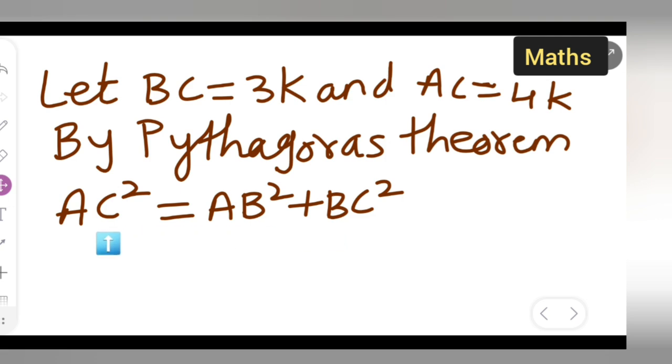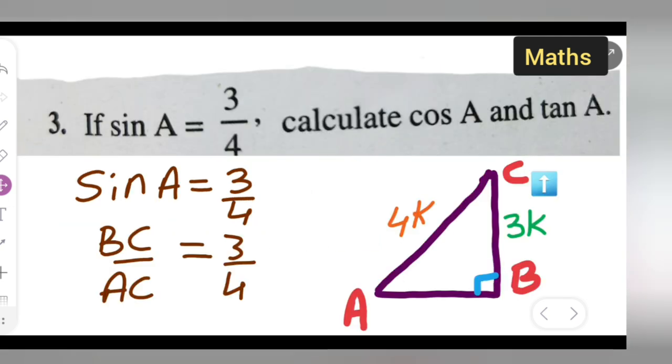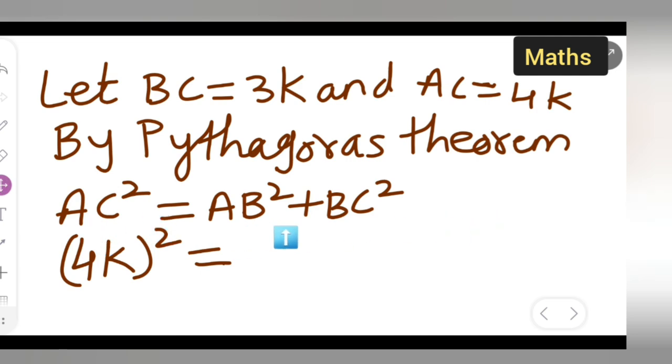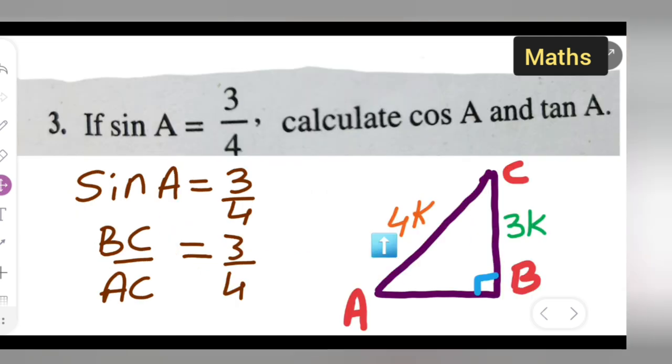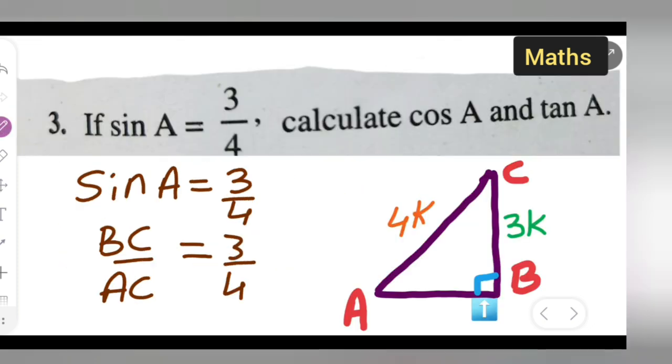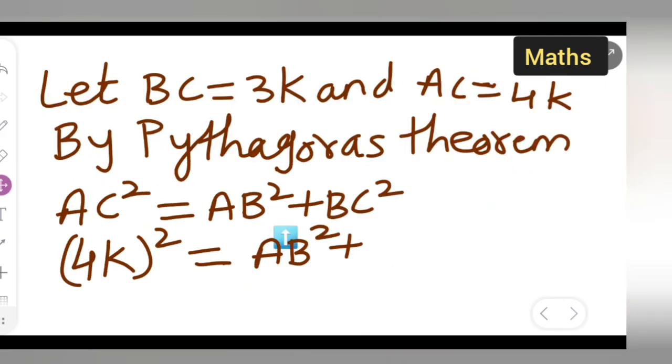Now AC square, do we know what AC square is? Yes, we know: 4K square. Write down 4K square is equal to. Now what is AB? Is AB given over here? No, we need to find it out, so write it as it is: AB square. Plus, do we know BC? Yes, we know BC is 3K, so write down 3K square.